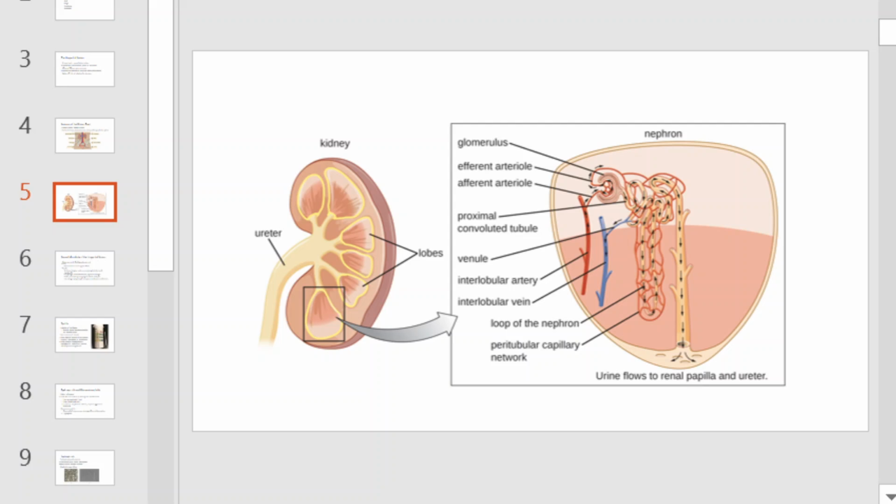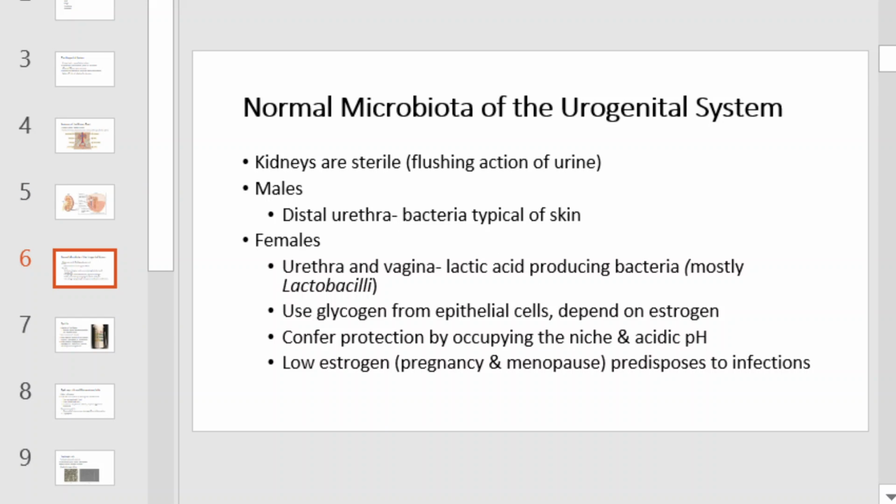This is an illustration of the kidney down to the primary filtration unit of the kidney, known as the nephron. Normal microbiota of the urogenital system. The kidneys are sterile and have a flushing action of urine to maintain that sterile environment. In males, the distal urethra expels urine from the body. The bacteria present here is typical of the skin.